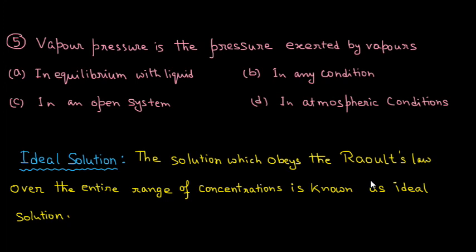Ideal solution. So, what is ideal solution? The solution which obeys Raoult's law over the entire range of concentration is known as ideal solution. So, it is very simple, just the solution which obeys Raoult's law with the entire range of concentration is known as ideal solution.